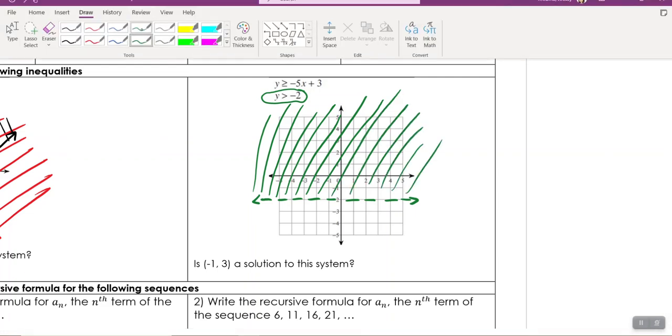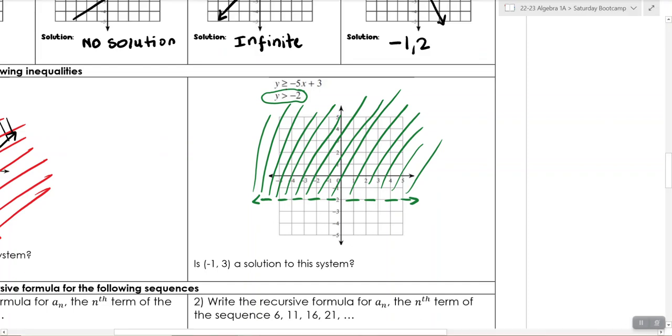All right, let me change the color so I can graph the other one. This one says y is greater than or equal to negative 5x plus 3. So it crosses at 3. The slope is down 5, run 1. So 1, 2, 3, 4, 5, run 1 right here. And this one has an equal sign, so it's going to be solid. And it says greater than, so it's going to be on this side of the line.